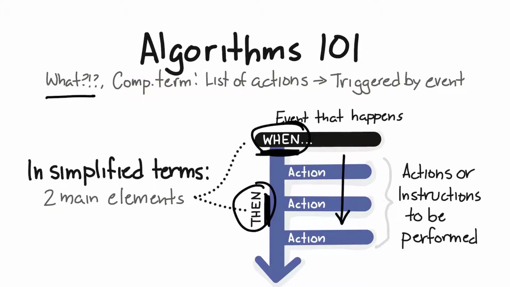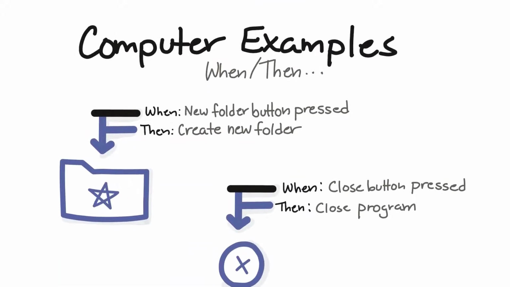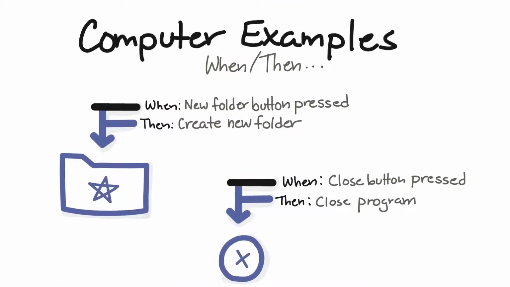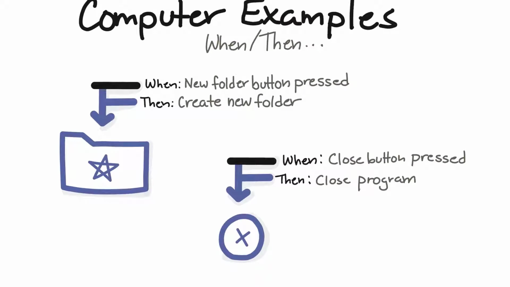So here's some simplified examples to help you to get your mind wrapped around this idea. To create a folder, a simple version of an algorithm that would be used on your computer might look something like this. When the new folder button is pressed, then create a new folder. To close a program, again, a simplified version of an algorithm that you might use on your computer, or your computer might use, would be, when the X button is pressed, then close this program or app.